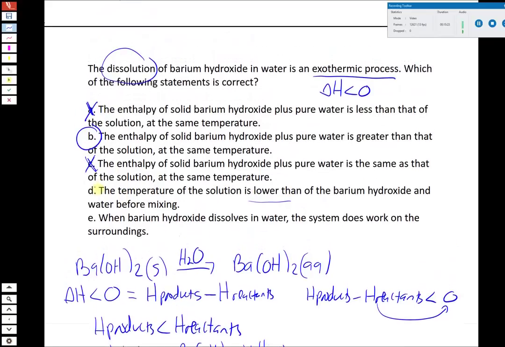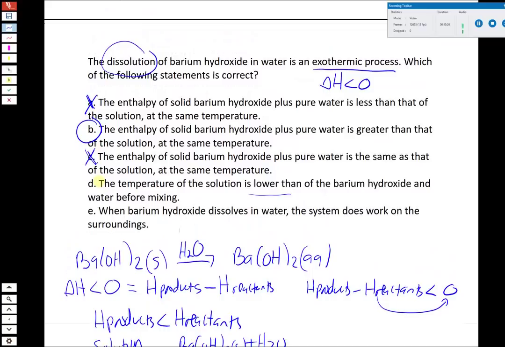So remember that whenever we have an exothermic process, delta H is less than 0, but that also means that the temperature of the surroundings will increase. Okay? So if we have an exothermic process, we would expect the temperature of the solution to be higher. So that one is wrong. The temperature should increase during the exothermic process.